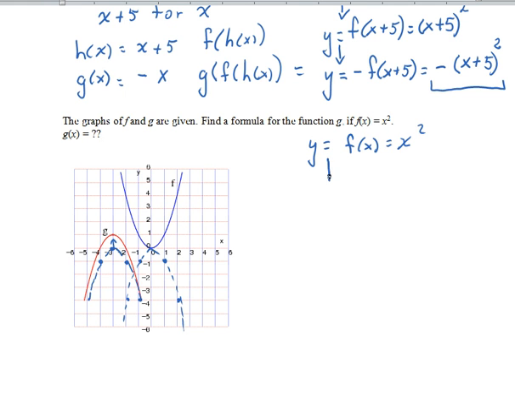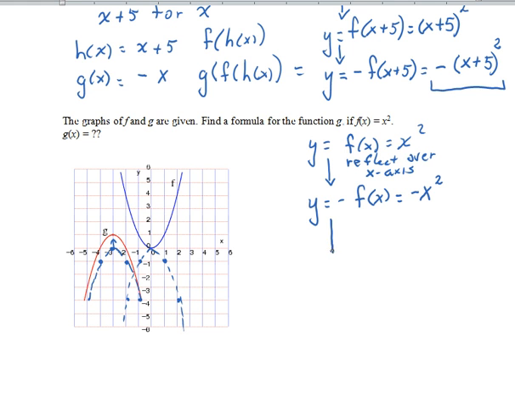So to do the reflection, we're going to take the opposite of f of x. It's going to multiply each of the y values in y equals x squared by -1. So each of the y values becomes the opposite of x squared. So this was reflect over x-axis.